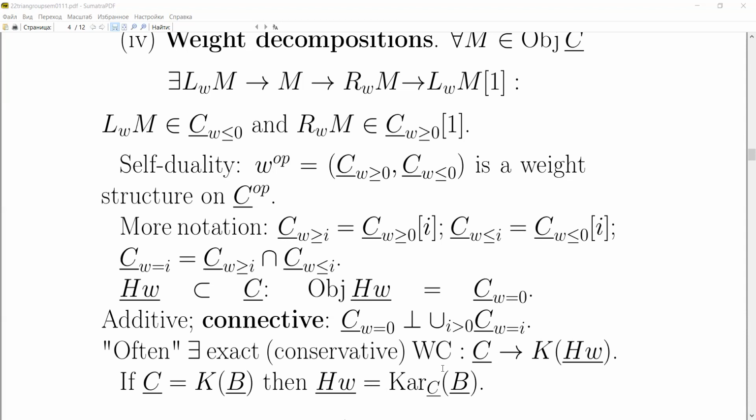Now, the weight complex. Under certain assumptions, you have a functor from C into the usual homotopy category of the heart, and it's exact. If you don't have this assumption, you run into some problems when you construct it, and you have to modify this category, but you still have some functors and it works almost as well. I will not say about this in the talk, but its conservativity is very well understood at the moment. If you have no objects of infinitely large and of infinitely small weights, then this functor would be conservative.